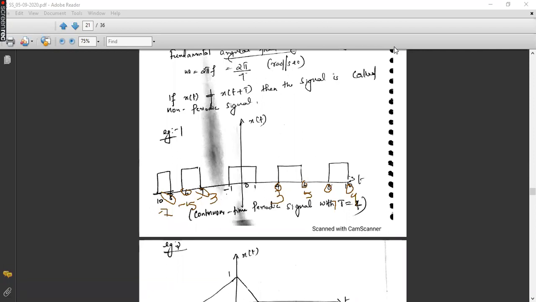So please correct those errors in the x-axis. It is not 4, it is 3. It is 5. It is 7. This is 9. Similarly, you have -3, -5, -7, -9. So this time period is 4. Capital T of this particular signal is 4. And you can say that after each and every 4 units of time, the signal is repeating. Clear?